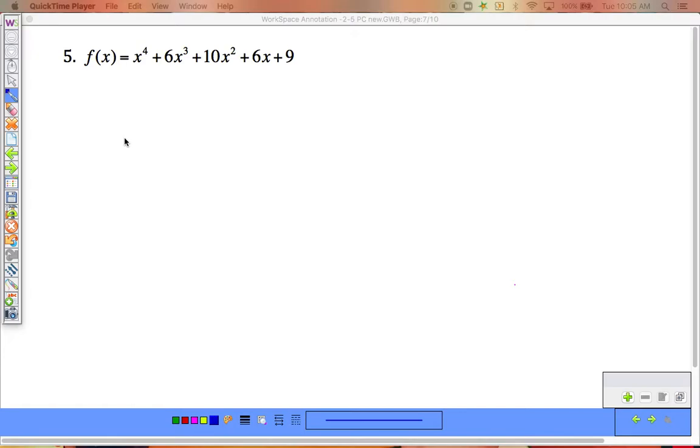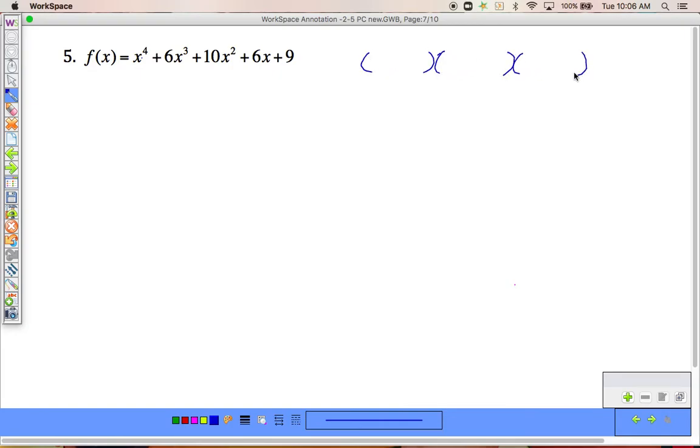x to the fourth plus 6x to the third plus 10x squared plus 6x plus 9. All right, so we need to find all the zeros and find the factors. We could go through the process of plus or minus p over q, find the ones that work. And our ideal is, because it's an x to the fourth, I need to have four factors and four potential solutions.